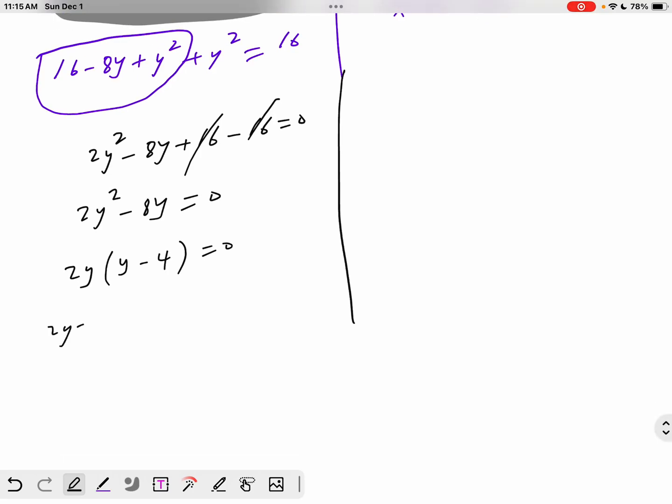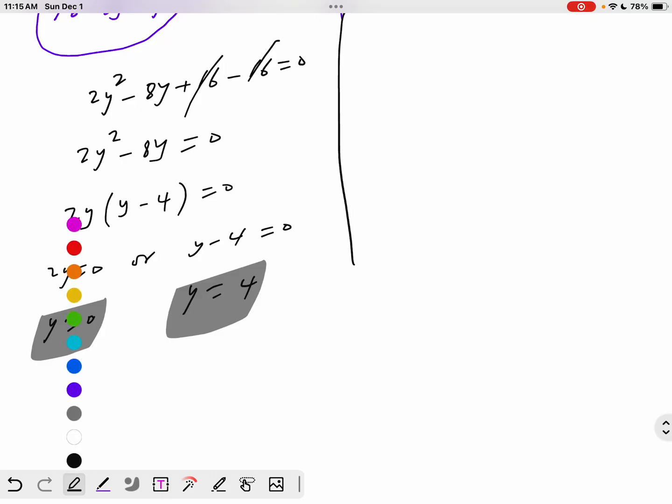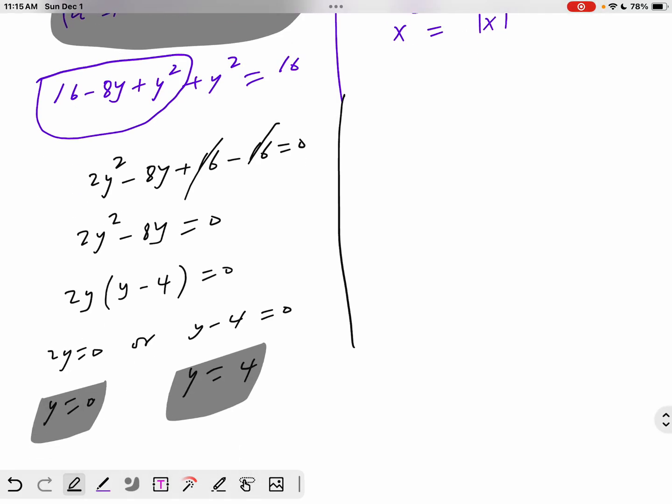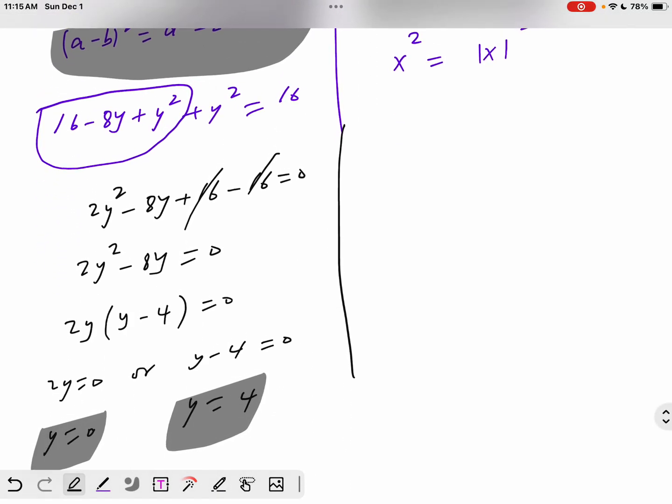So either 2y equals 0 or y minus 4 equals 0, and then y equals 0. That's the first one. And y equals 4. That is the second one. So now you can go back and substitute. So I'm going to plug in the first one. So here we're going to go back.